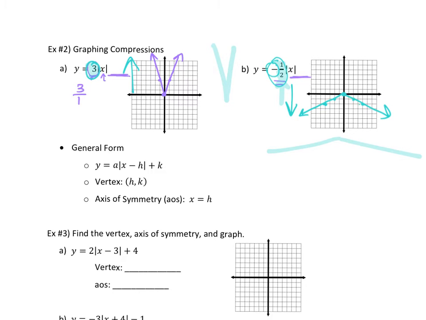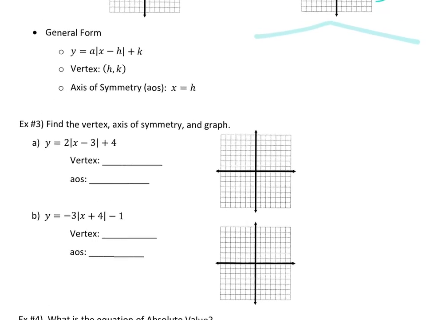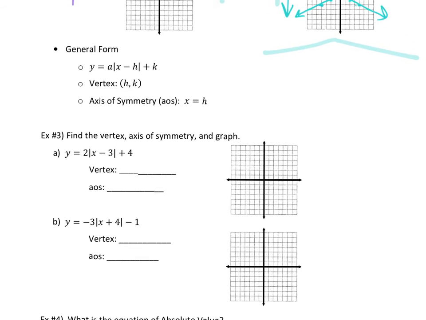Okay, so all that to say, here is the general form for these absolute value problems. We have A, which we're going to treat like a slope. This H value is going to be the H of our vertex, our X value of our vertex, and then the K is going to be the Y value of our vertex. And then our axis of symmetry is always X equals whatever that H value was. Whatever this X is of your vertex, that's going to be the vertical line, the axis of symmetry.